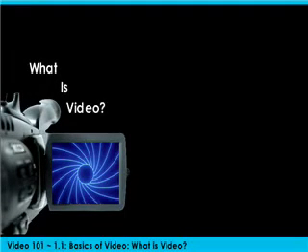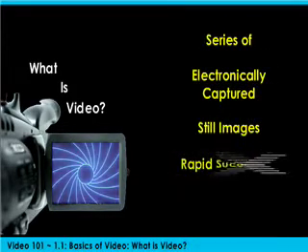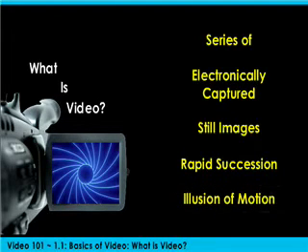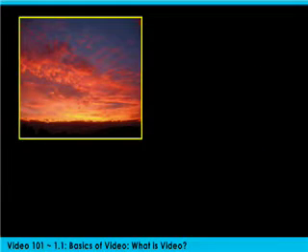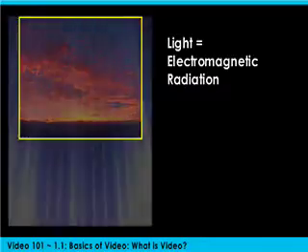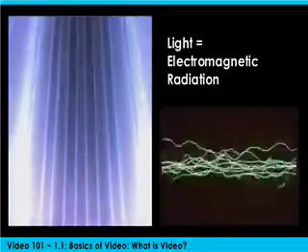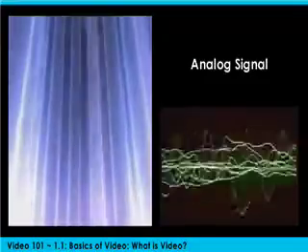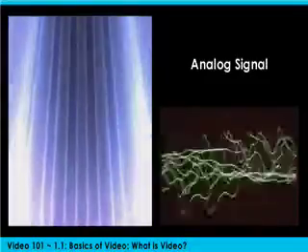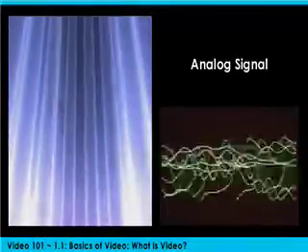What is video? Video is a series of electronically captured still images displayed in rapid succession to achieve the illusion of motion. Since light is just another form of electromagnetic radiation, the variations in light's wavelengths that represent brightness and color can be rendered accurately by electronic circuits. This electronic waveform signal is called an analog signal. Even the smallest fluctuations in the signal result in subtle variations of color and brightness.